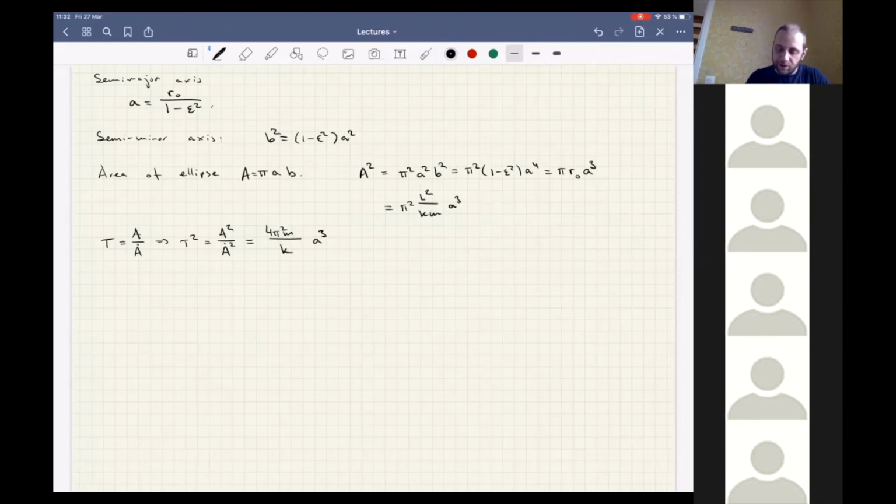And this is Kepler's third law, which tells us that the period squared is proportional to the cube of the semi-major axis. So this is Kepler's third law. Any questions on that?